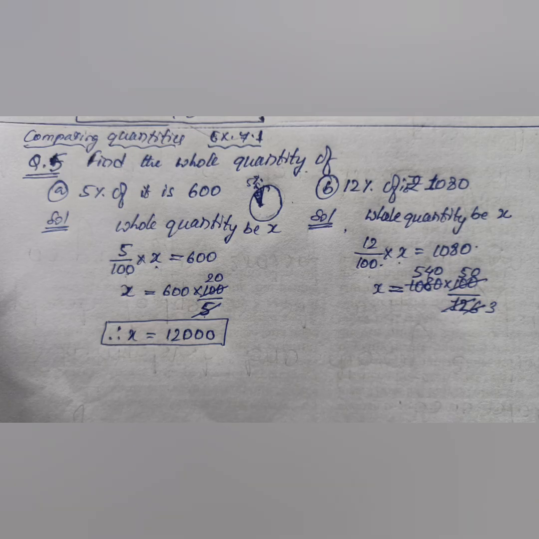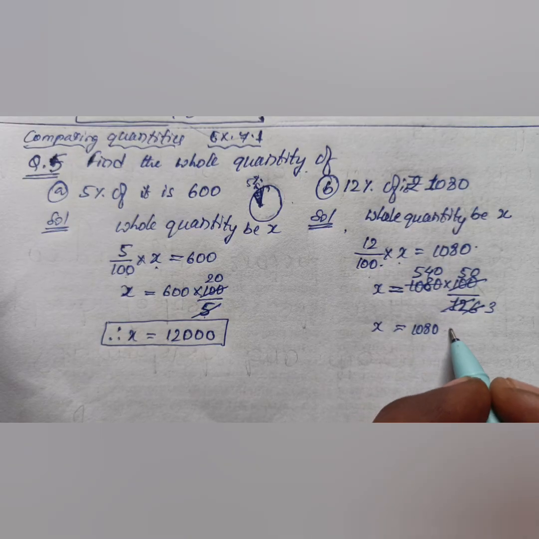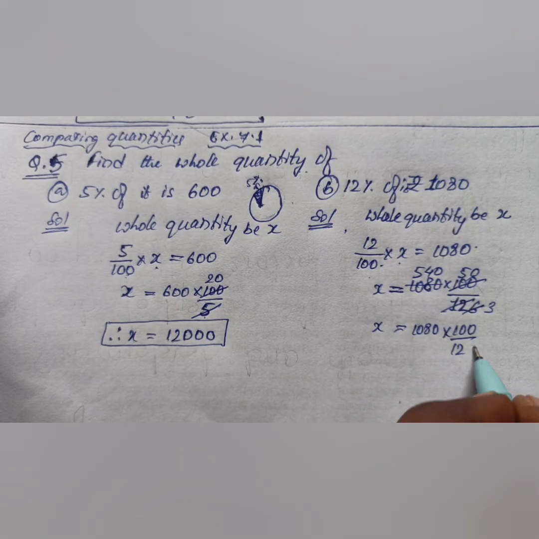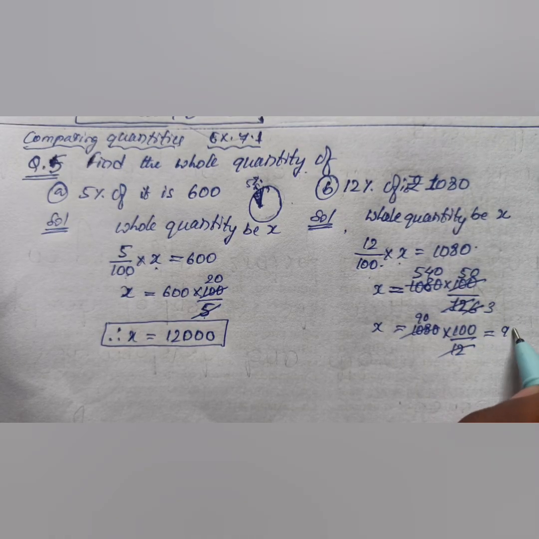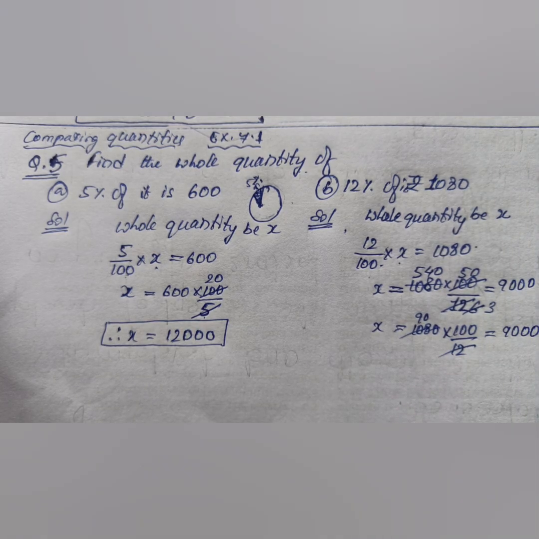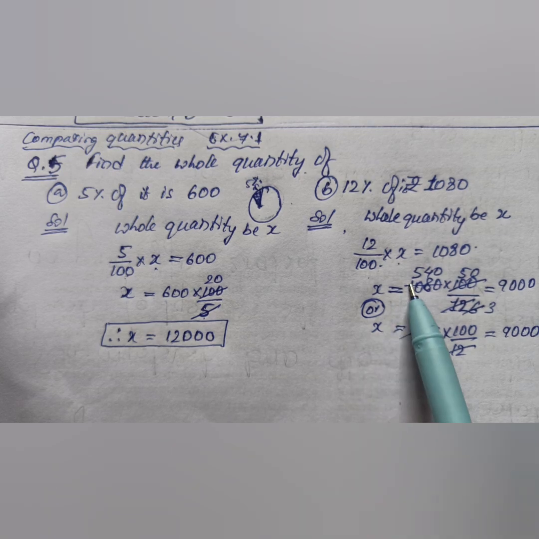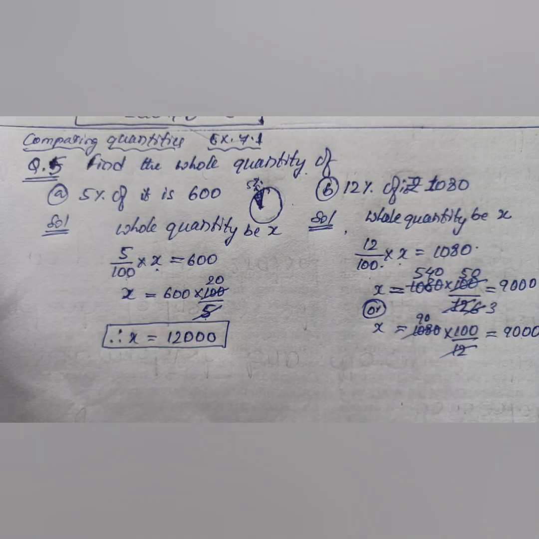The simple way we can calculate is, x is equal to 1000 into 100 divided by 12. 12 on the 12, 90 into 100 is 9000. This is how we can calculate. This one also will become 9000. So here you can calculate like this as well. It will become 9000, or 12 nines is 108 into 100. So 90 into 100 is 9000. We can calculate in that format as well.